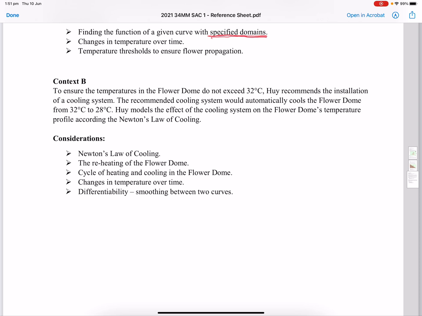So what we mean by differentiability is the smoothing between two curves. So two curves can meet, but they may not meet smoothly. When they meet at a certain point, and if it's a smooth transition from one curve to the other, it means that the gradient of their tangents at that point are equal, and that gives that smoothness to the curve. So you want to be able to consider that.